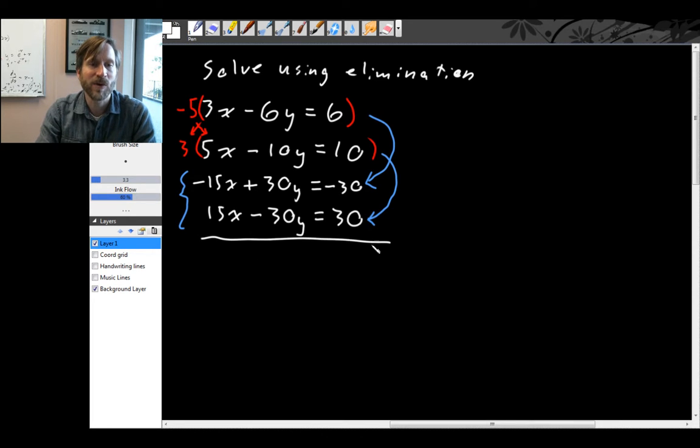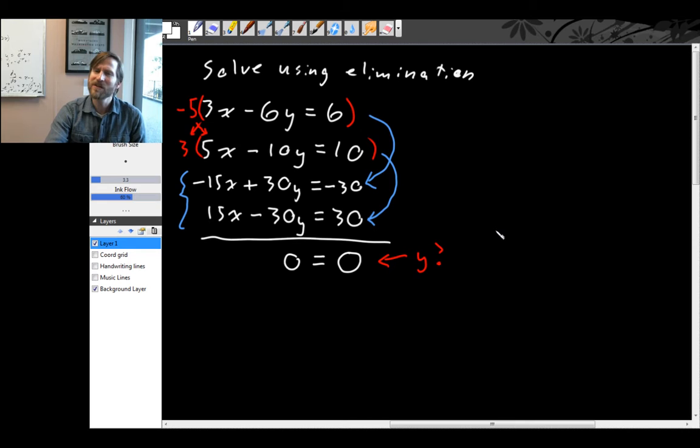And now we can add both sides. On the left, negative 15x plus 15x is no x's, 0 times x, which is 0. And 30y minus 30y, there's 0y, so 0 on the left-hand side. On the right-hand side, negative 30 plus 30, that's also 0. So we were trying to eliminate x, and that means we expected this equation to tell us about y. But there aren't any y's in this equation, so what values for y make this equation true? Well, 0 is always equal to 0. So any y value will work for this equation.